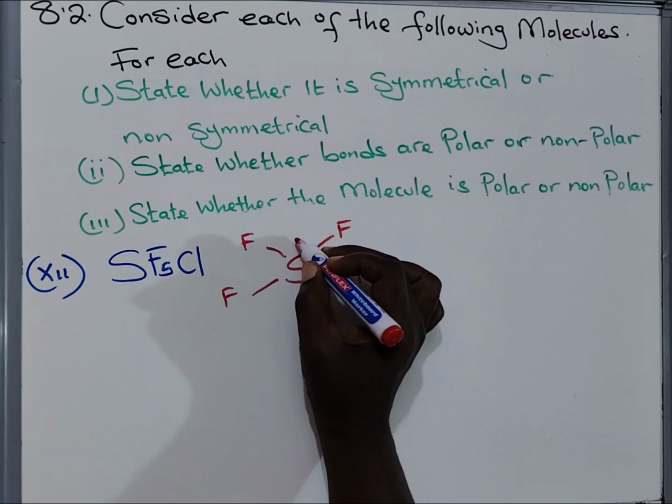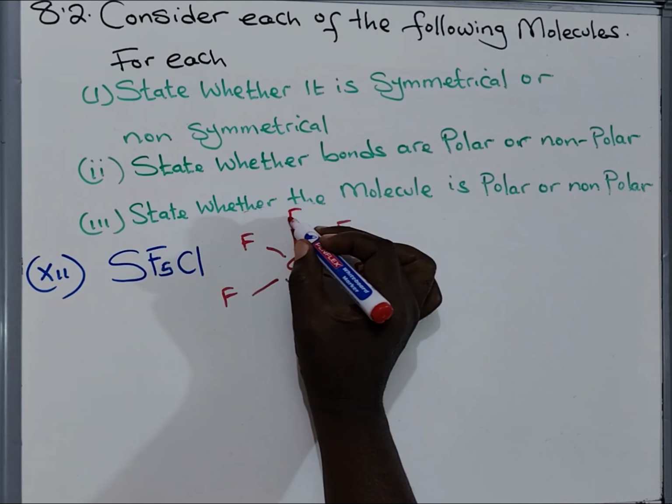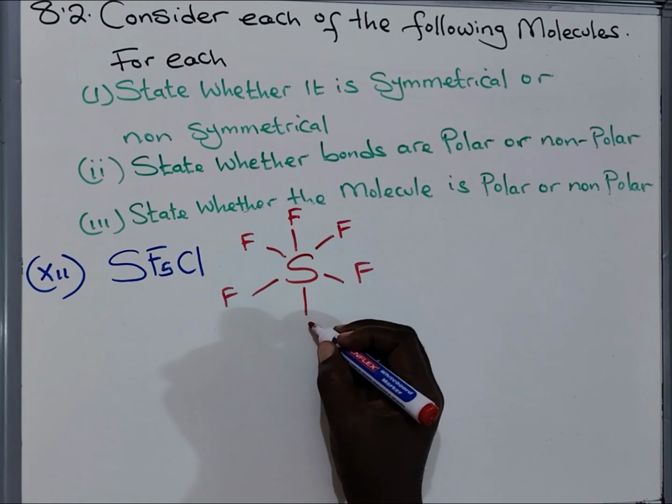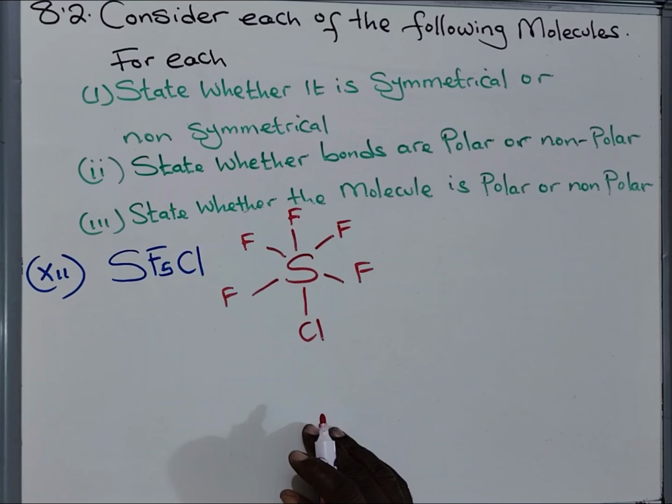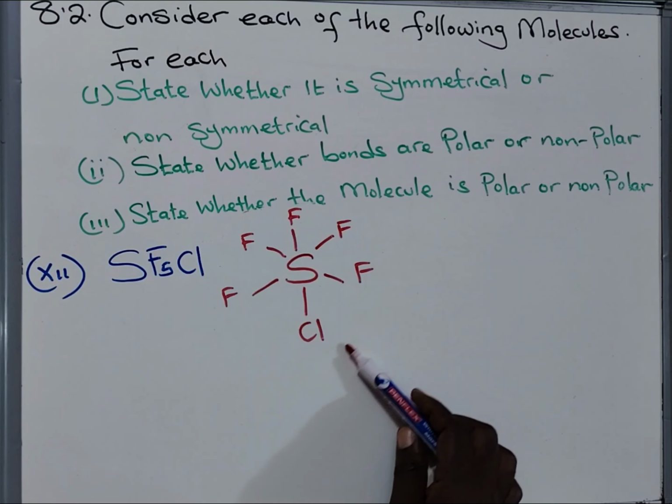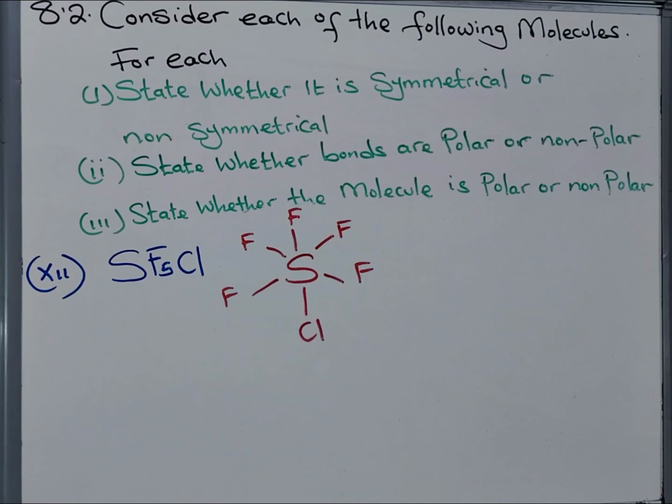We can put 1 here. Then comes our chlorine. Now you need to know that the presence of this one chlorine, which is different from the rest, destabilizes the symmetry. So when you're asked whether the molecule is symmetrical or not, we can say it is non-symmetrical.